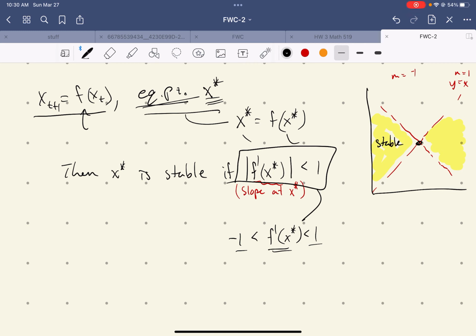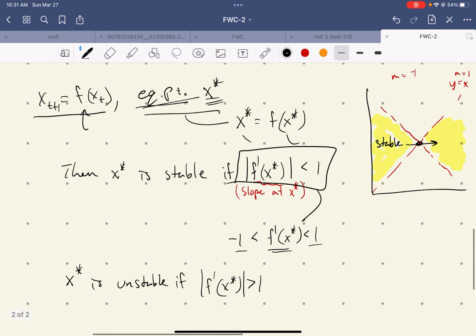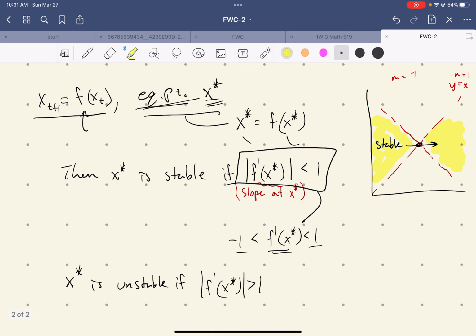Okay, going from like here to here. Now, all right, so that's one scenario. X star is unstable when, or let's just say if, the slope in absolute value is bigger than 1. All right, and it turns out that means you go from this region here to this region here, or vice versa.